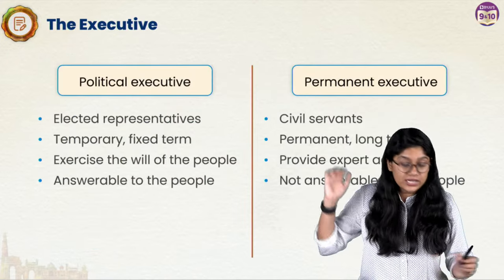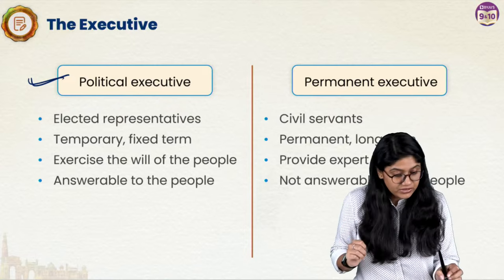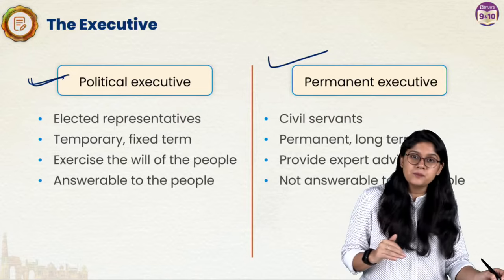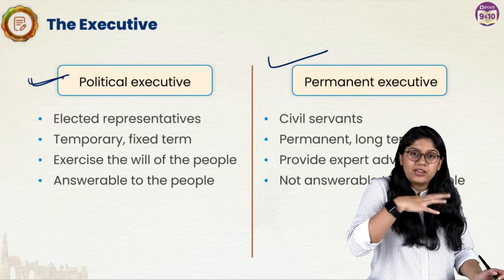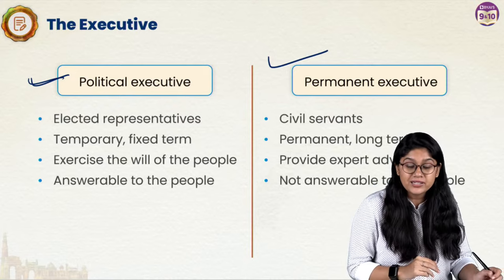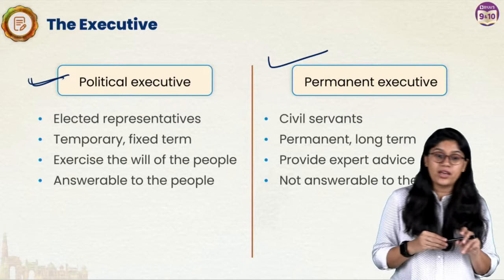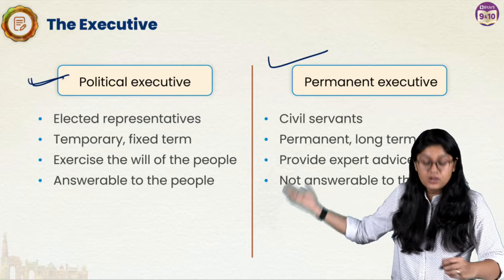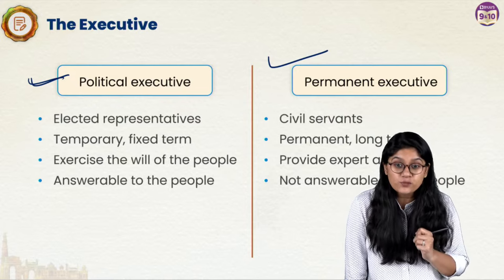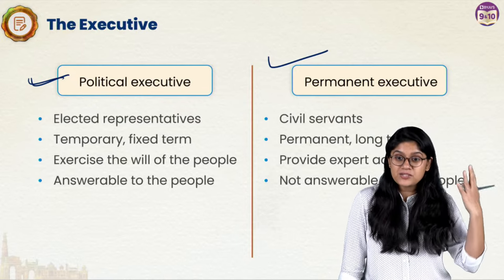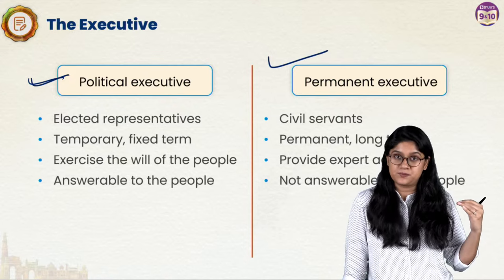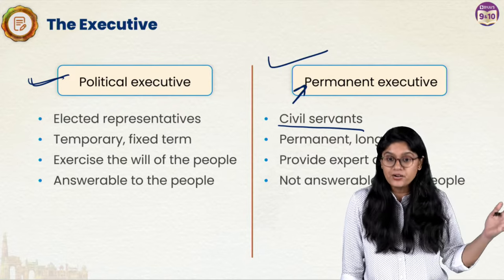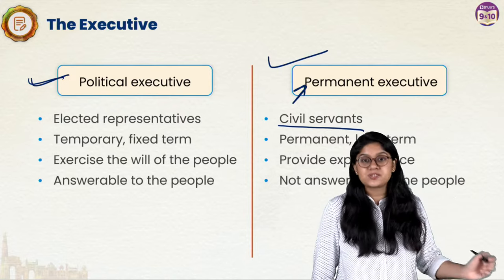We have the political executive and then we have the permanent executive. The political ones are those that come after every election. If their party wins the election, they are there. If the party is not there, of course, they'll not be able to stay in that particular position. Whereas we have the permanent executive, who are the IAS officers, IPS officers, etc., the civil services. They are the permanent members, the permanent people in the system.